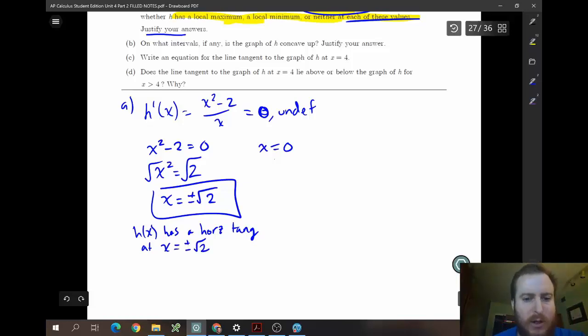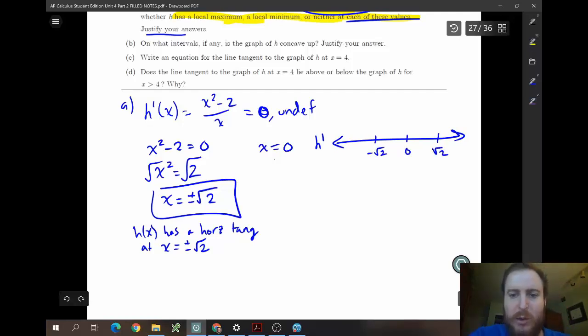Right? 0 is not a horizontal tangent. 0 is only a critical point. But it's very important to include 0, because when you make your number line, you need to have all critical points. If we didn't include 0, we would get this question wrong. So that's why it's very important to make sure you include 0.